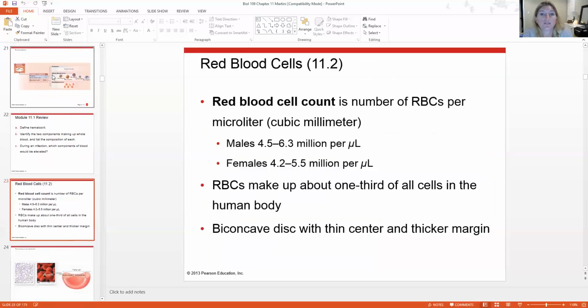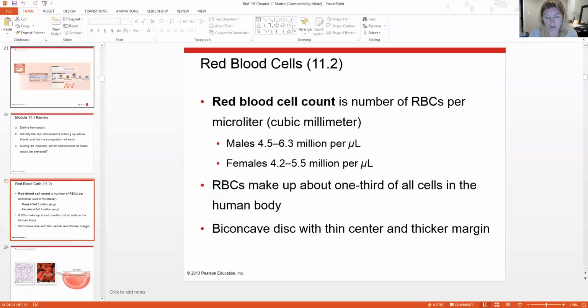Let's talk more specifically about red blood cells. Red blood cell count is the number of red blood cells per microliter or cubic millimeter. Roughly, again, more in males than in females. That's going to be pretty much the trend throughout all of A&P. It's always a little bit bigger, a little bit more in males. They tend to be bigger. They tend to need more blood.